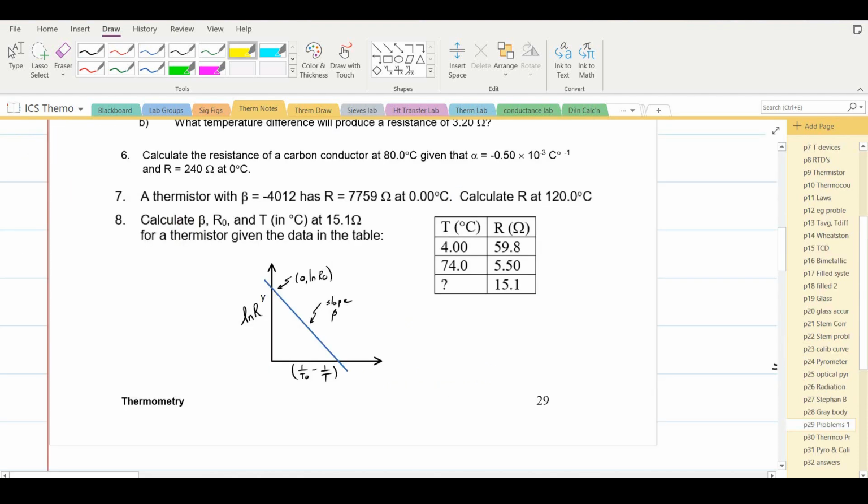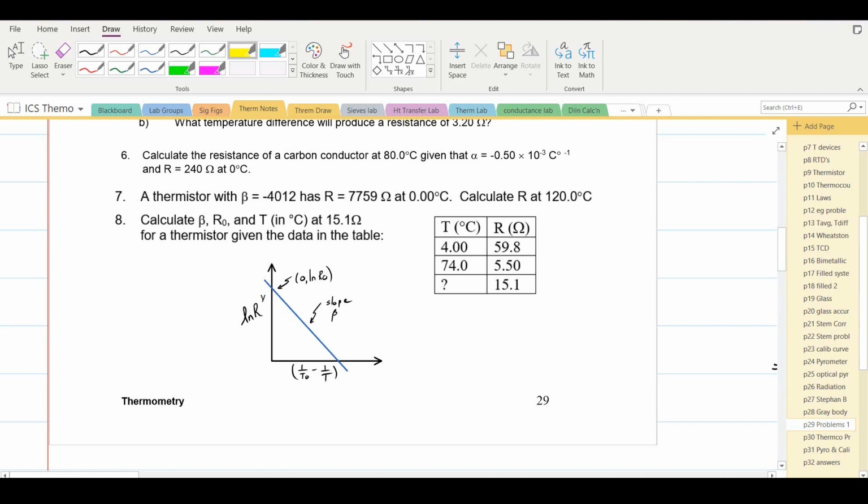Question number 8. We're asked to calculate the temperature coefficient beta, R sub 0, the resistance at the freezing point, and the temperature in degrees C at 15.1 ohms for thermistor data that's given in a table. So we're given two data points, 4 degrees C, 59.8 ohms, and 74 degrees C is 5.5 ohms. So what is the temperature that would generate 15.1 ohms? Also, what is the temperature coefficient? What's R sub 0? This is not as easy as it might seem, not as direct.